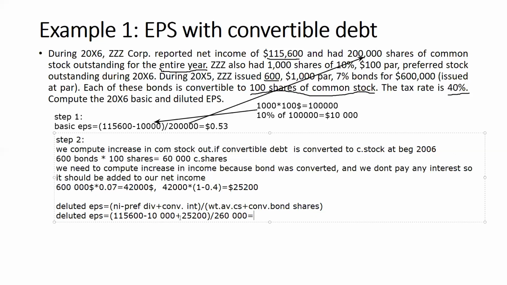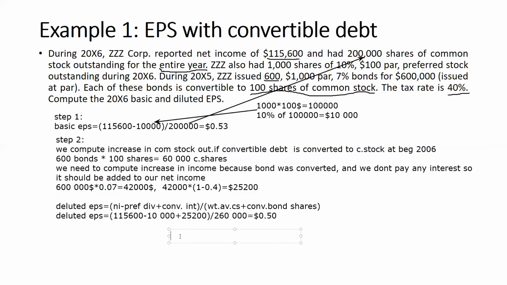150,600 minus 10,000 plus 25,200, and this all divided by 260,000, and you should get 0.50. Now we can say whether our security is diluted.